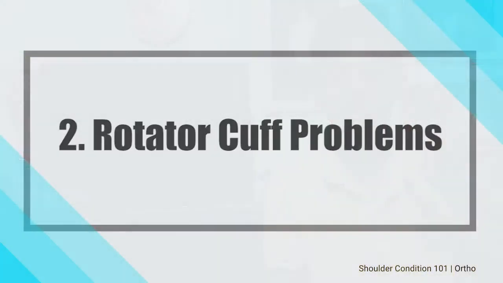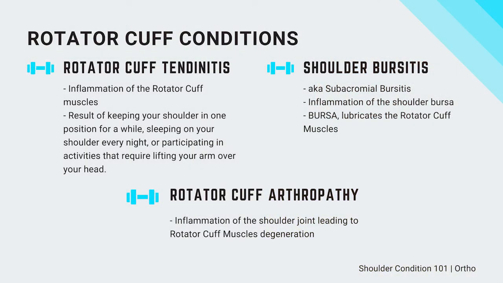Number 2. Rotator cuff problems. As I told you a while ago, rotator cuff injury may be specified into 3 different conditions. First is the rotator cuff tendinitis, which is a condition that causes inflammation and pain upon reaching overhand. Second is the shoulder bursitis, which is also called subacromial bursitis. Bursitis is the inflammation of the bursa, and bursa is the structure that lubricates the rotator cuff tendon. Thus, when there is inflammation, upon movement there may be friction, and it will lead to rotator cuff tear.